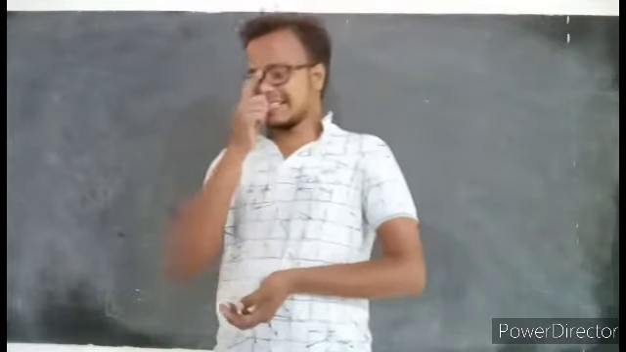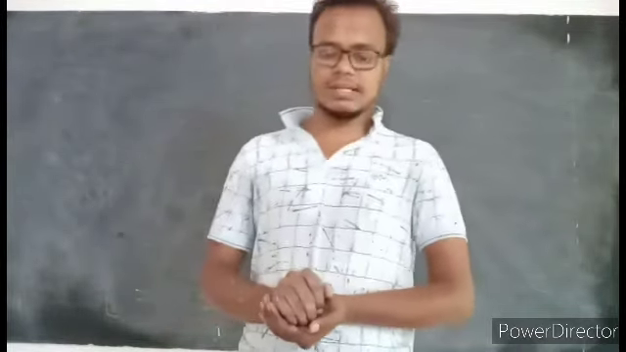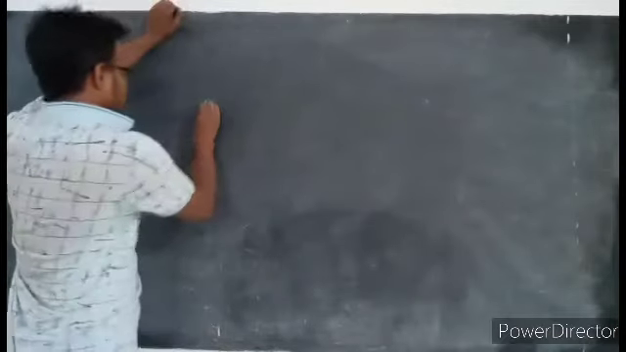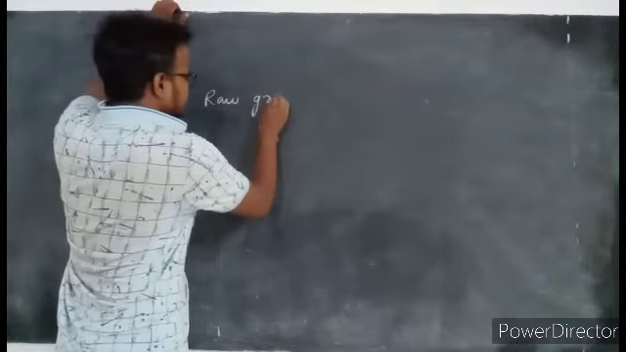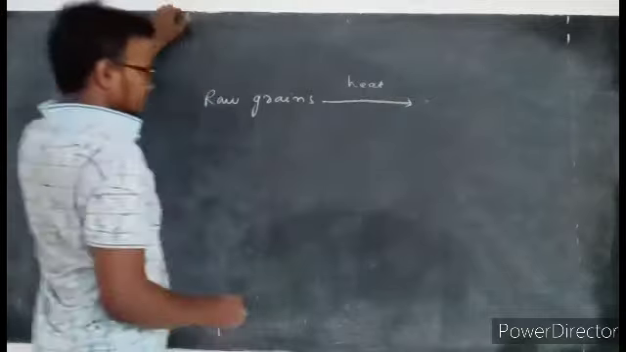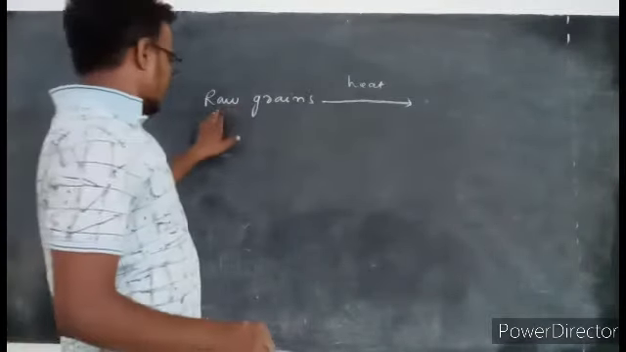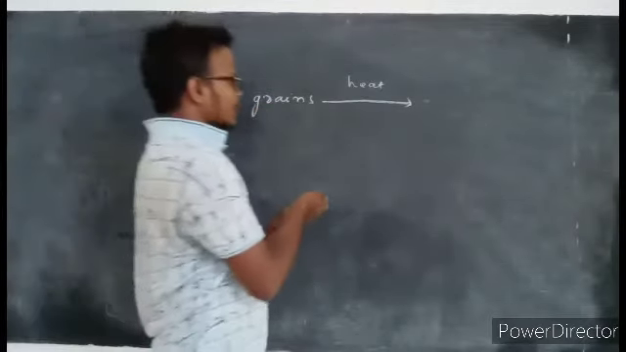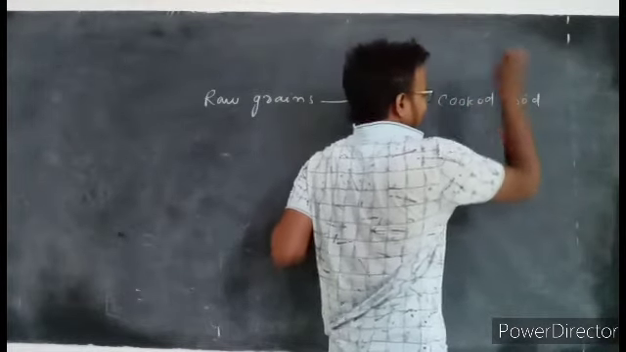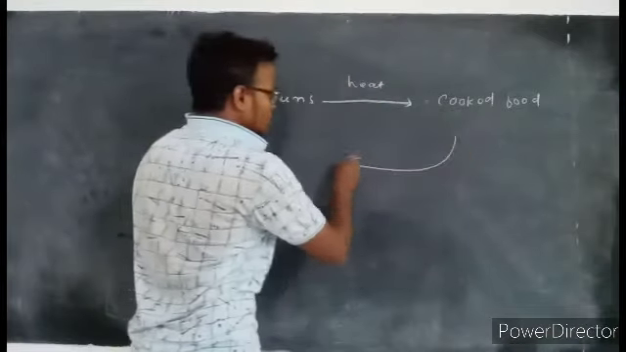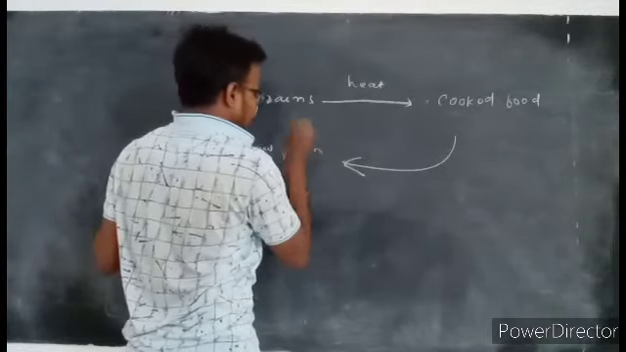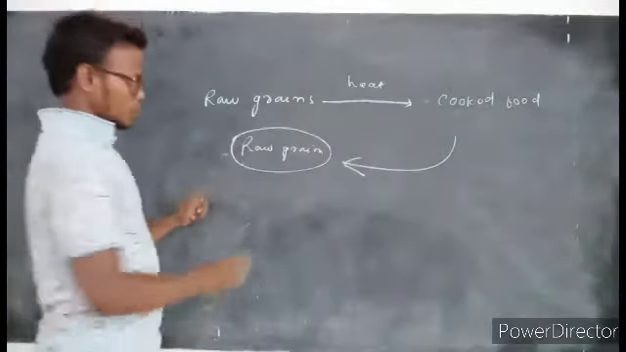Chemical change is a permanent change. Okay, irreversible change. It means when we are cooking raw grains, we have to apply proper heat to the raw grains, and after that they get cooked. Now it becomes cooked food. Can I change the cooked food back into raw grains? Can I? The answer is a big no.